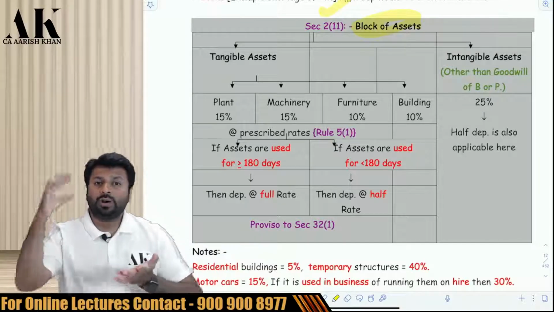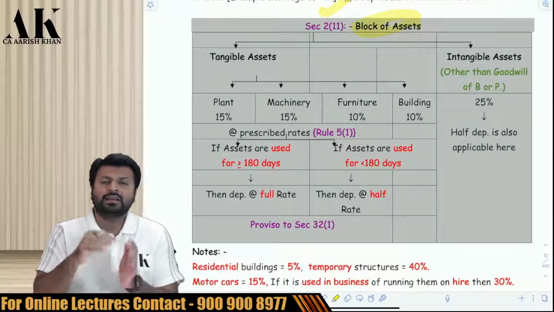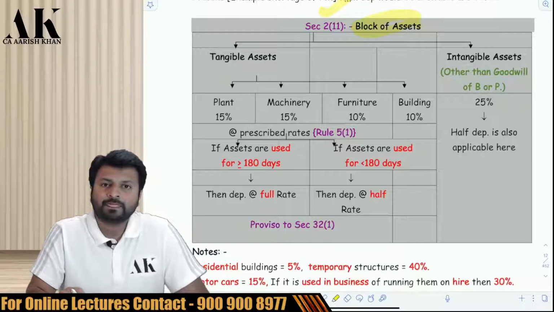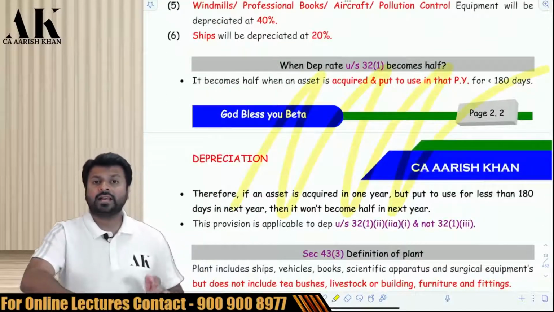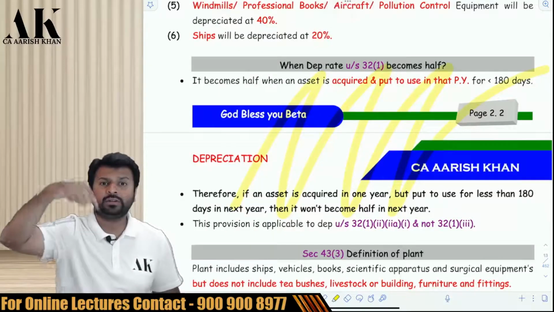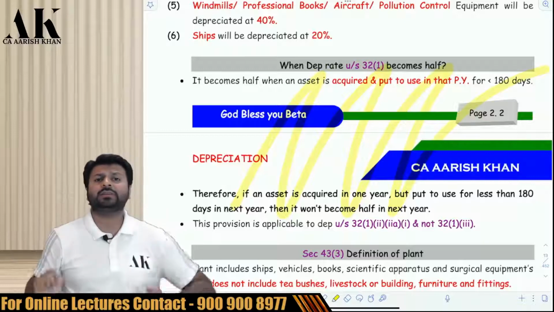Yes, if the asset is acquired in this year, in the current year, and it is put to use for less than 180 days in the current year itself, then the depreciation will become half. So listen to my words carefully and see this particular proviso very carefully. If an asset is acquired in current year, that is 21-22 previous year, and in this year it is put to use for less than 180 days, then the depreciation will become half.